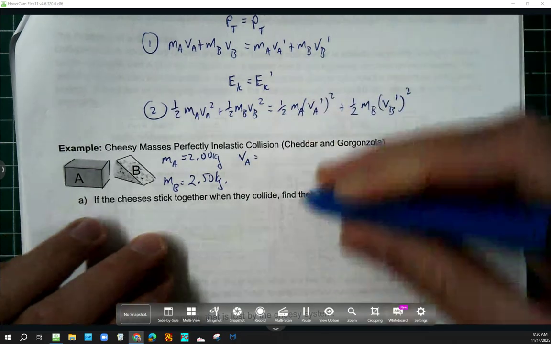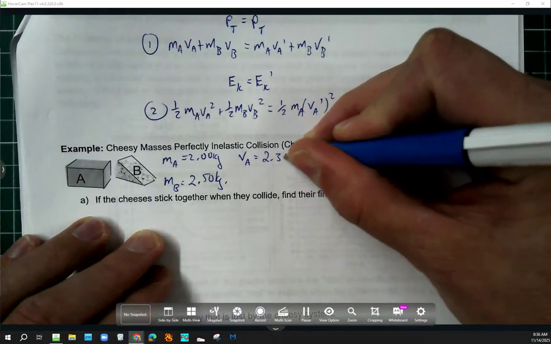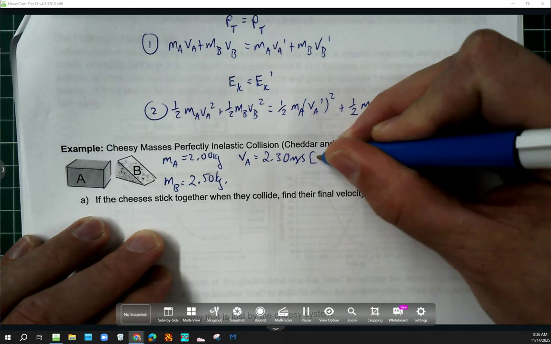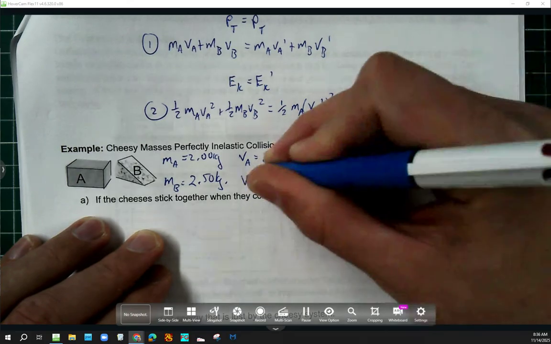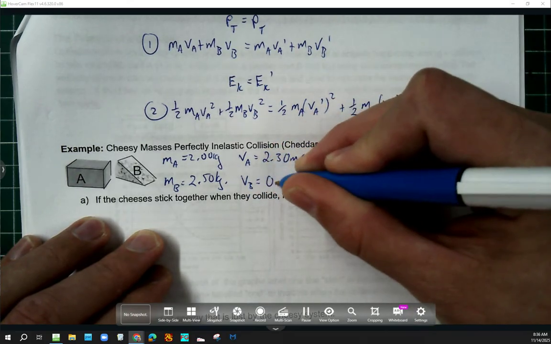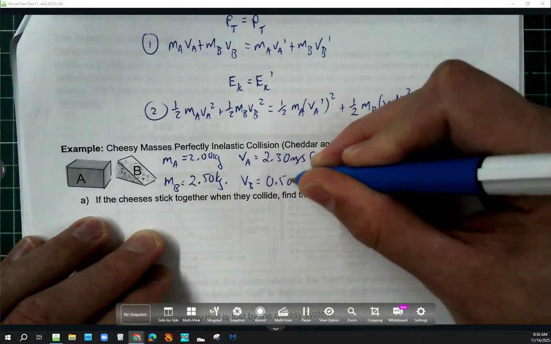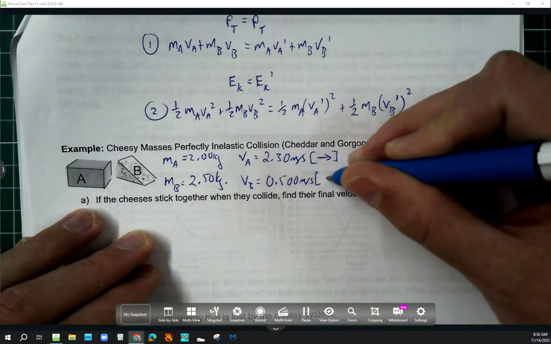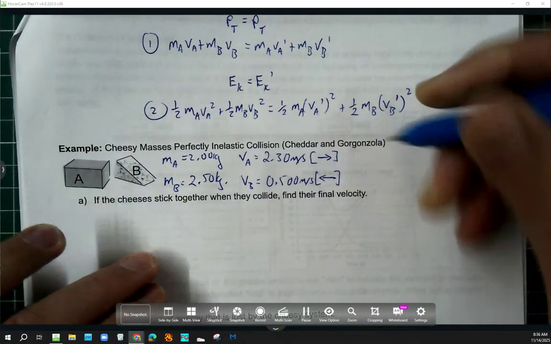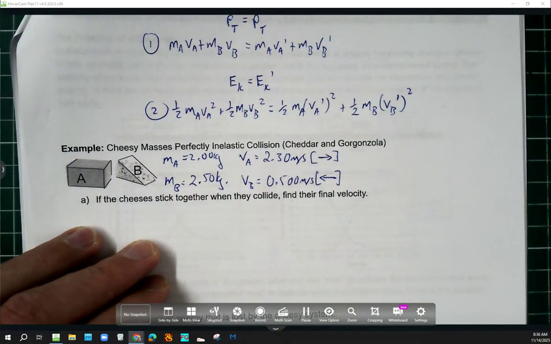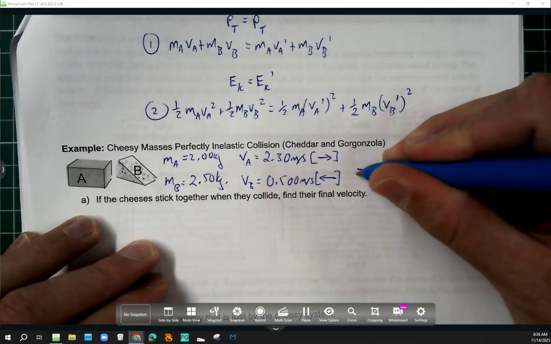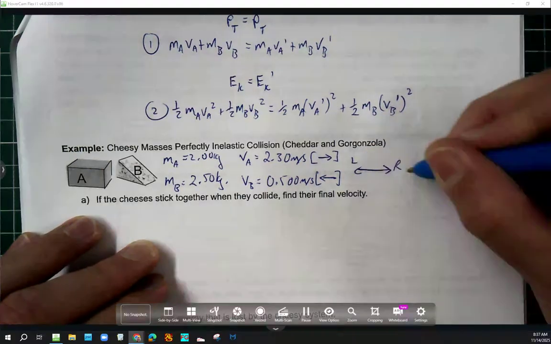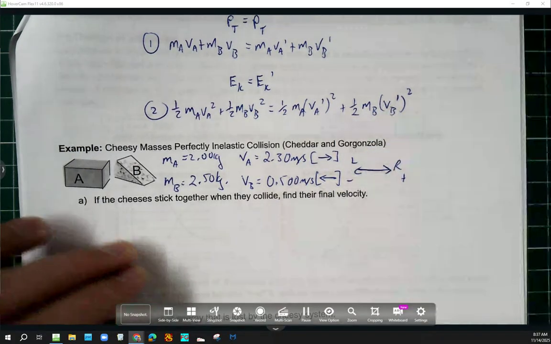from dairy cannons, obviously, at 2.30 meters per second towards the right, and at 0.500 meters per second. Slow launch speed for the gorgonzola. Don't want to damage the precious gorgonzola. 0.500 meters per second, okay? We'll give ourselves a reference frame. Right, left, positive, negative.